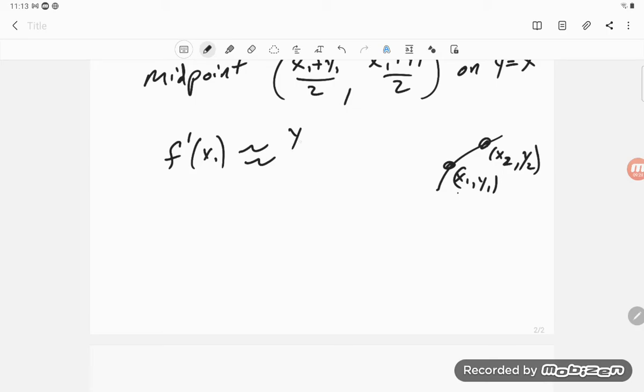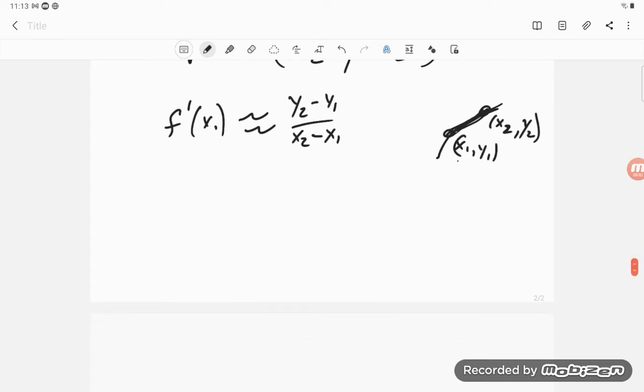y2 minus y1 over x2 minus x1. Right? There's an approximation for that slope, and as I shrink those down so that they're closer and closer together, I get that derivative. Well, similarly then, on G, so here's F, on G, I have a point here that's y1, x1, and another point corresponding to the x2, y2 that is y2, x2.